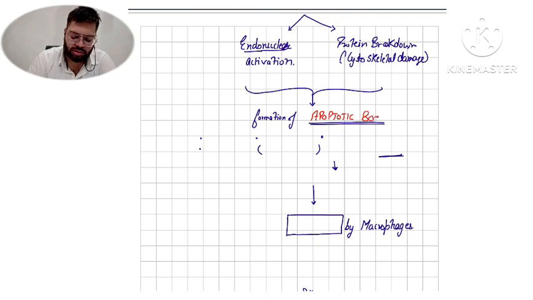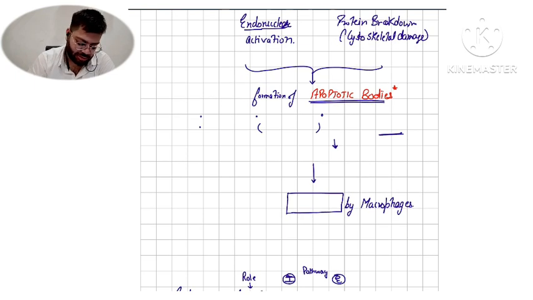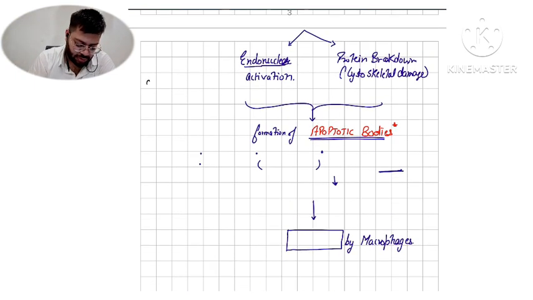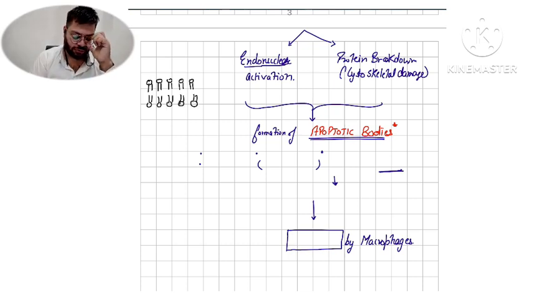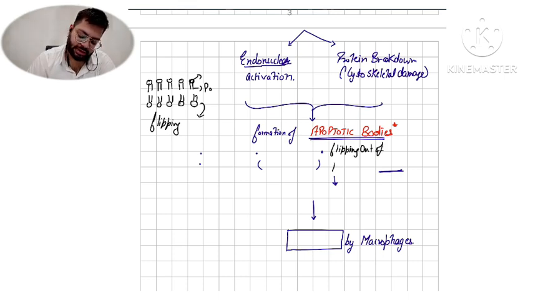So what if apoptotic bodies are formed? What will occur next? See, if I were to tell you, this is like a cell membrane. We have learned this in our 12th standard or even in biochemistry first year. This is like a cell membrane. The phosphate head is inside, the tail is outside. There will be flipping. I will write flipping out of phosphatidyl serine.